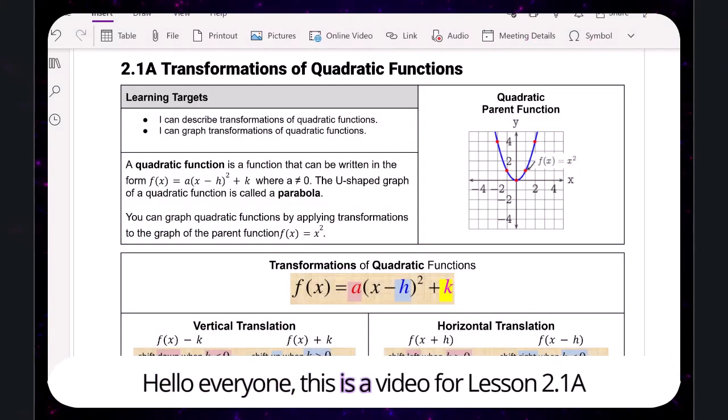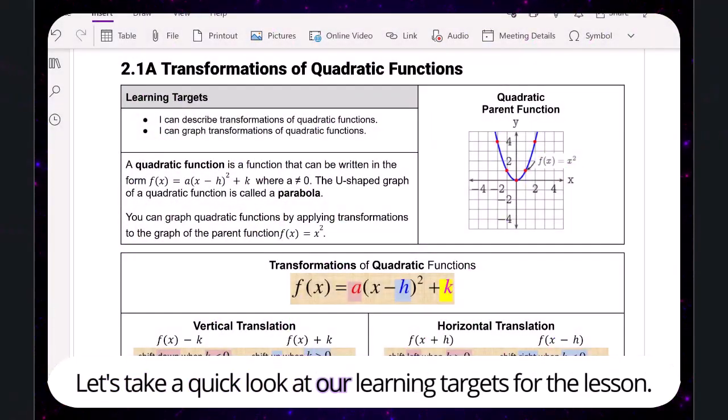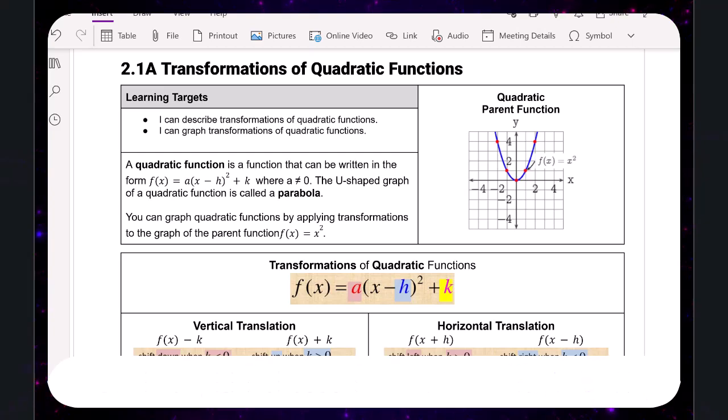Hello everyone, this is a video for Lesson 2.1a, Transformations of Quadratic Functions from Algebra 2, Big Ideas. Let's take a quick look at our learning targets for the lesson.